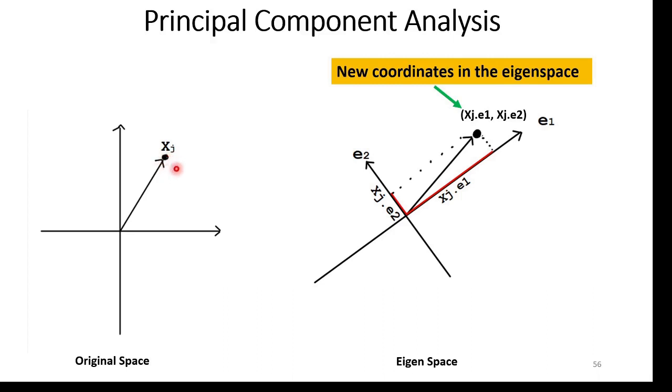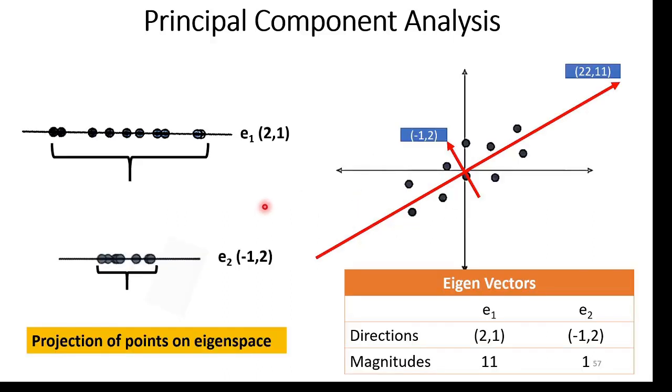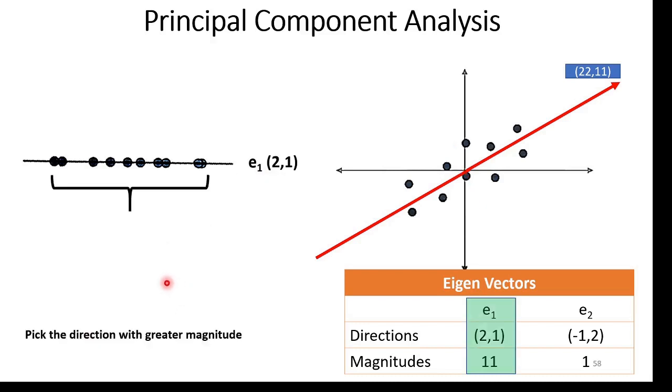Consider vector xj in the original space. The projections of xj in the direction of E1 and E2 are xj dot E1 and xj dot E2. Project all the points on E1 and E2. Projections are shown here. The separability on E1 is better than that of E2. So we drop E2. We have picked here the direction of the greatest eigenvalue, that is E1.